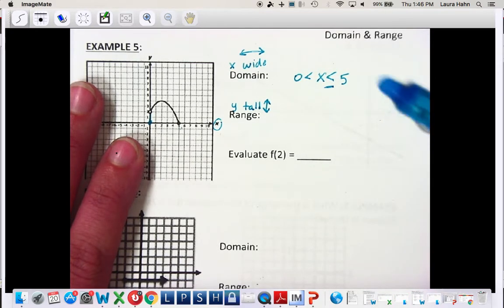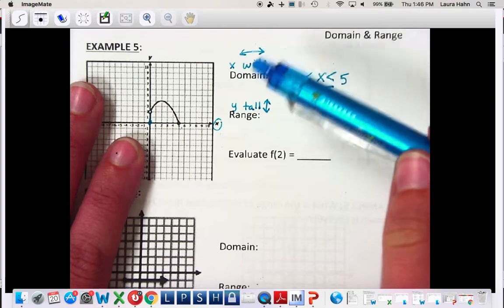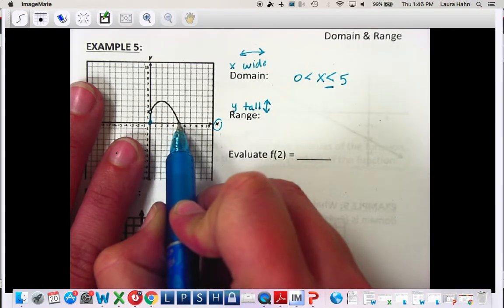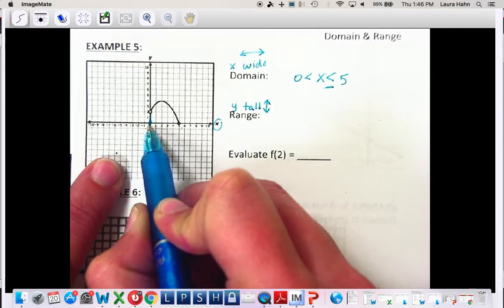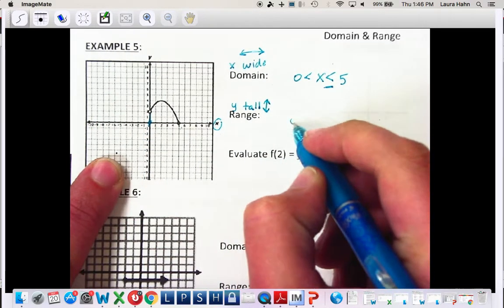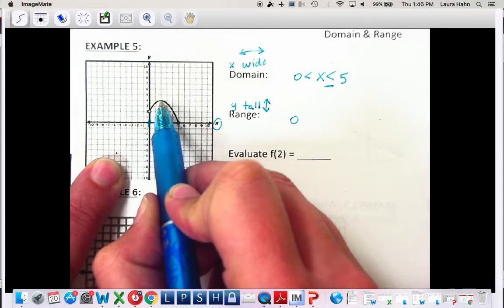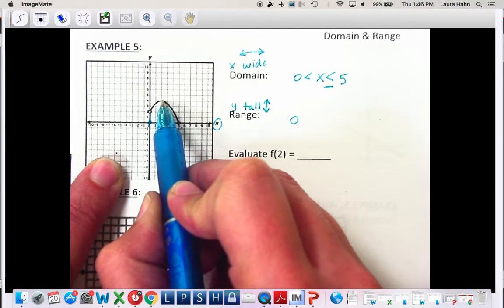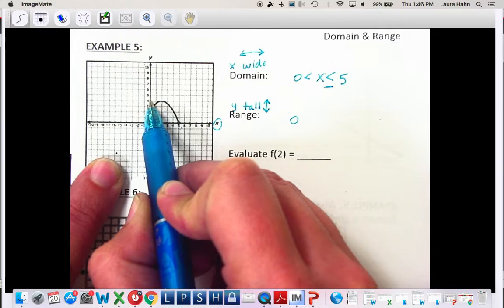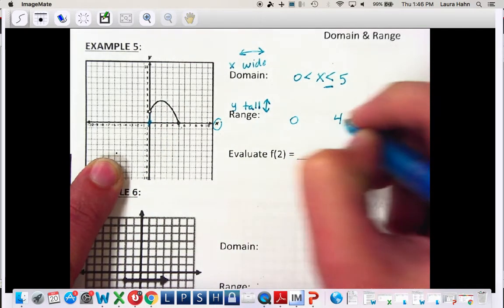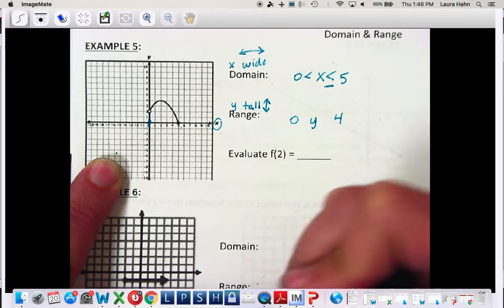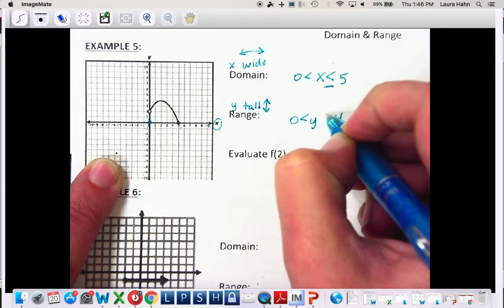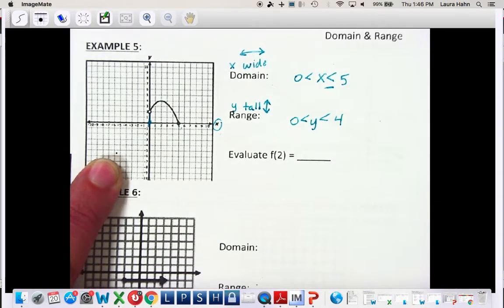All right, so let's do range. Range is from bottom to top, so let's find the lowest it goes. Range, we want to be looking at these numbers only. This is at a height of 0. And the highest it goes is up here, at a height of 4. This time I'm going to use a y. Because we go from bottom to top, we use less than symbols because 0 is less than 4.